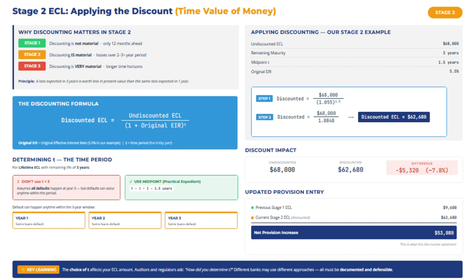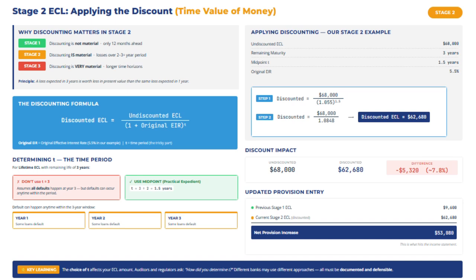So from our stage 2 example, the undiscounted ECL is 68,000. Remaining maturity is 3 years, and the midpoint t, the average time until default has happened, we can take as 1.5 years. Original EIR is 5.5%. So if you put everything in the formula, the undiscounted figure, if you remember, is 68,000, but the discounted ECL becomes 62,680, and the difference is negative 5,320, or if you convert it into percentage, it is minus 7.8%.